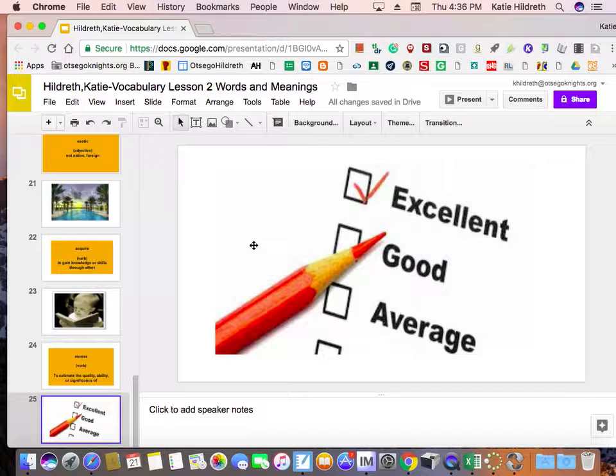Okay. So as you remember, you should have made your 4-column chart. You should have the word, the part of speech, the meaning, and some kind of symbol. And if at any time you didn't get something, then stop the video, rewind it, and make sure you please listen to it. Don't just click through the PowerPoint. And if you have any questions, please feel free to ask me.